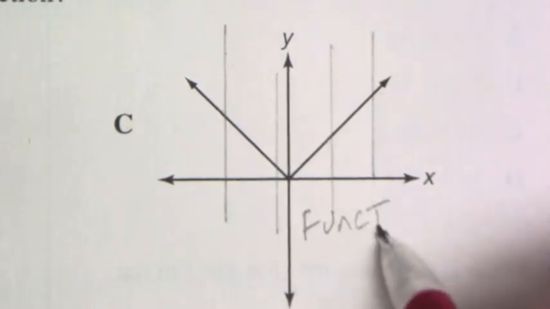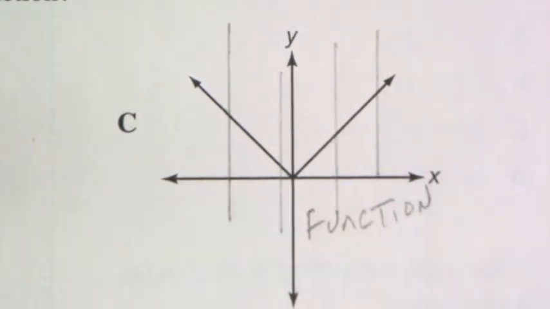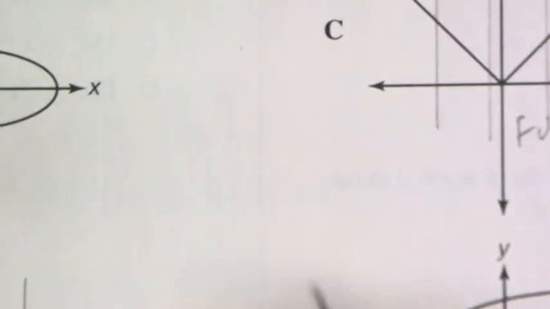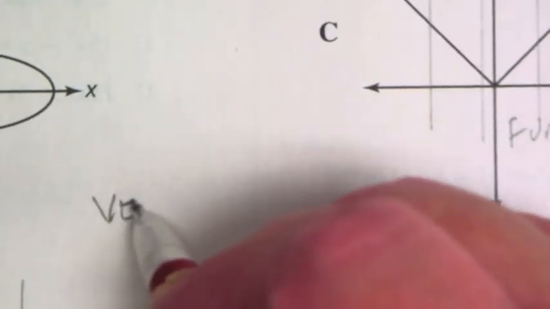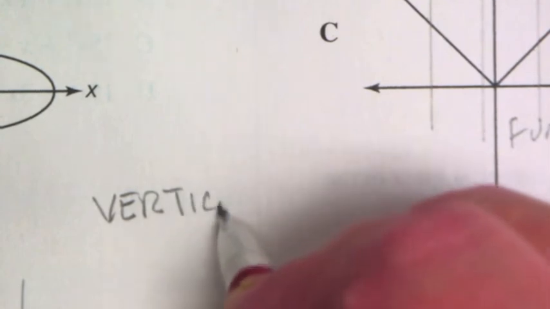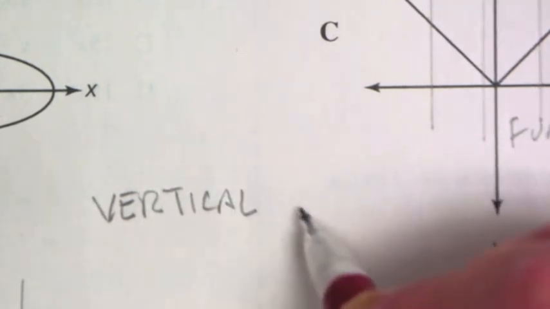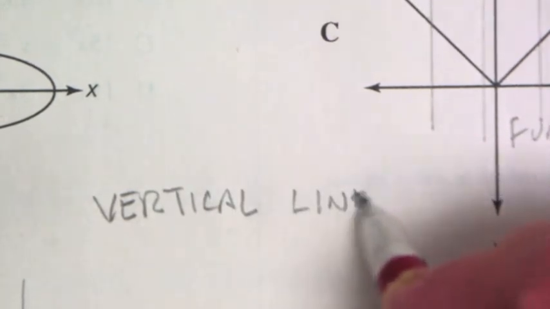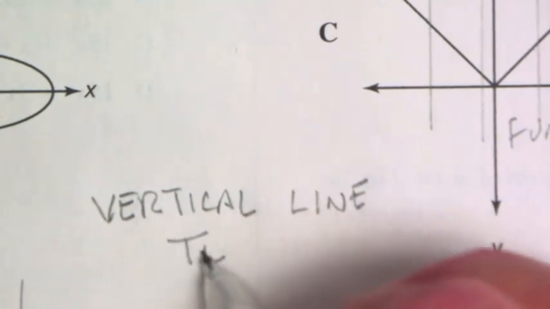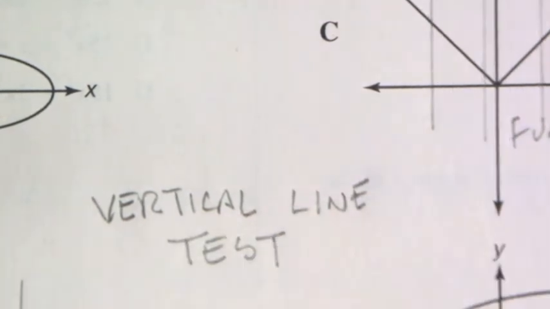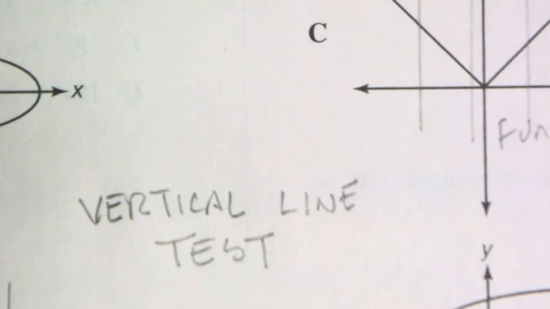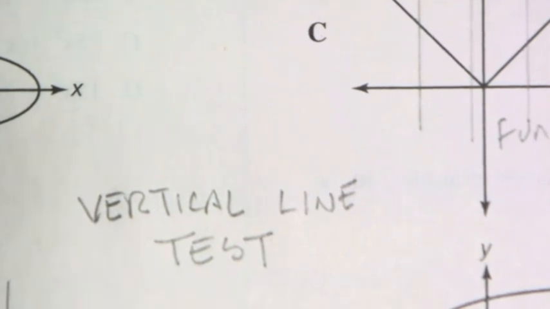This is a function. And that's what's known as the vertical line test. Vertical line test. It tests whether a relation is a function. If a graph is a function, that's how you test it if you're given a picture. It's called the vertical line test. It's done by drawing vertical lines on the graph.